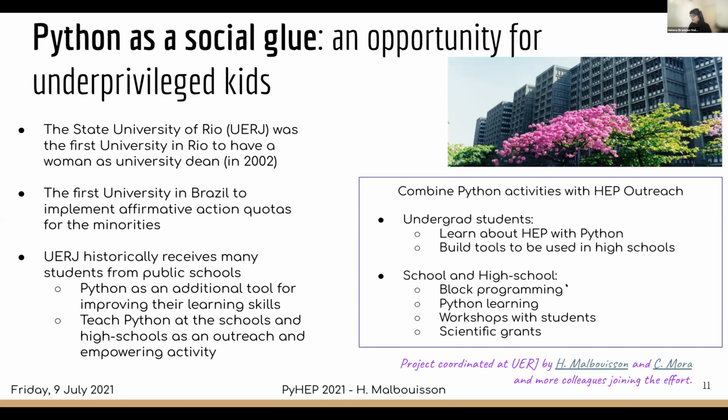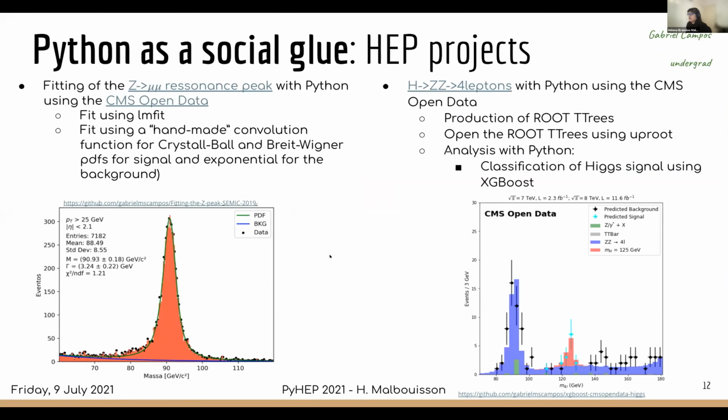We have to start at a very simple level because many of those students don't even have access to a computer. So after we teach block programming, we go to Python learning, we do workshops, and some of them have scientific grants. I will talk about it in one slide at the end. So this is an example of a couple of projects that we have at the undergrad level. This is one of our students, Gabriel, that did it.